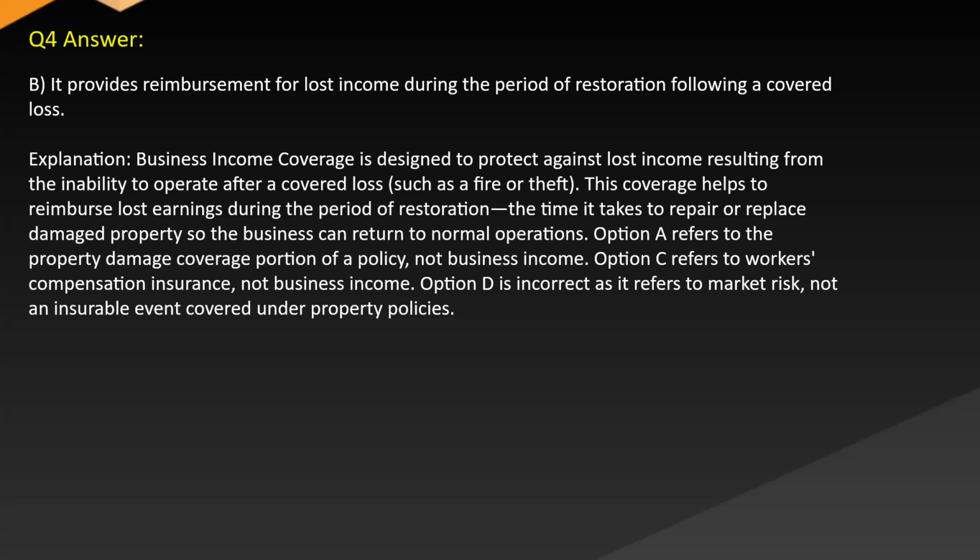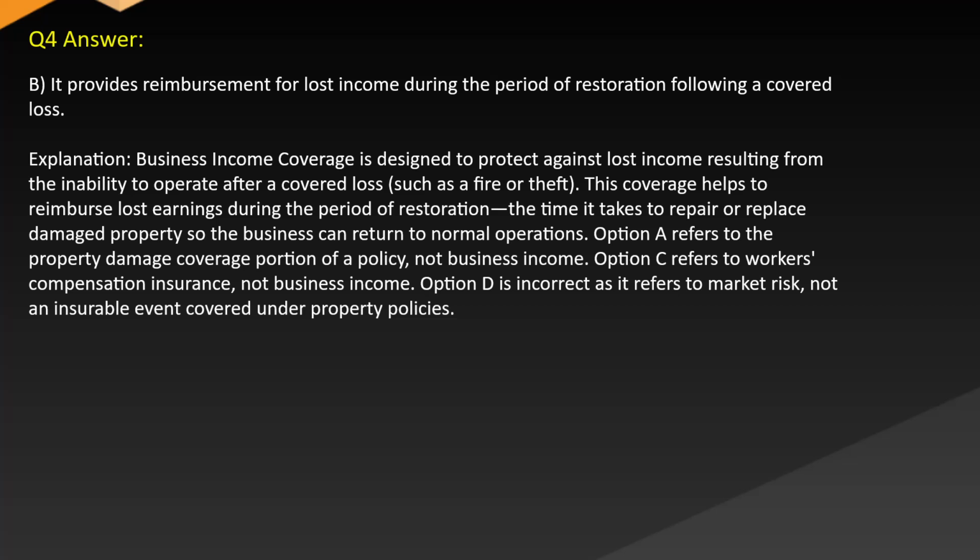Answer: B. It provides reimbursement for lost income during the period of restoration following a covered loss. Explanation: Business income coverage is designed to protect against lost income resulting from the inability to operate after a covered loss, such as a fire or theft. This coverage helps to reimburse lost earnings during the period of restoration, the time it takes to repair or replace damaged property so the business can return to normal operations.